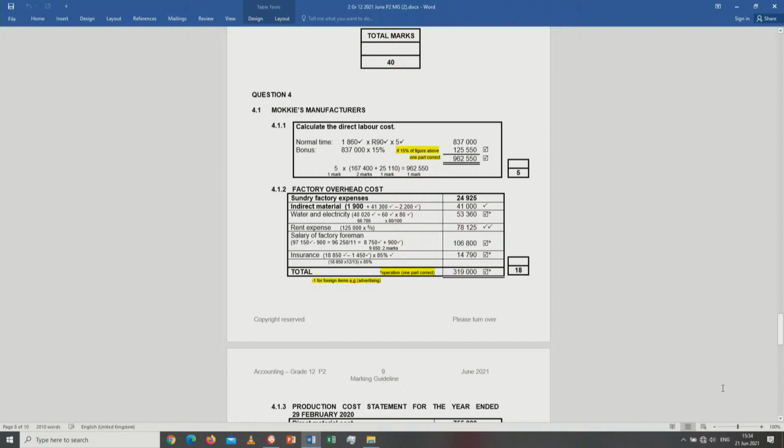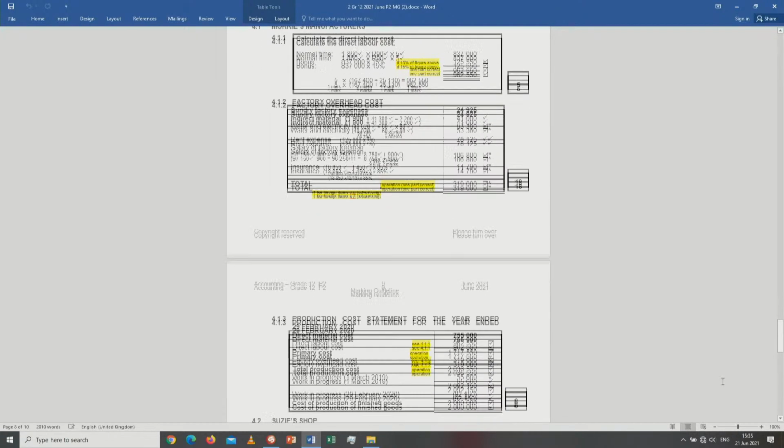Then 837,000 plus the bonus will give you 962,550. Then there's a method mark there as well. There's also the alternative way of doing it. 5 times 167,400 plus 25,110, that's your bonus, gives you 962,550. 1 mark for the 5, 2 for 167,400, and 1 mark for the 25,110, and then your final mark then for 962,550, if the learner gives that option.